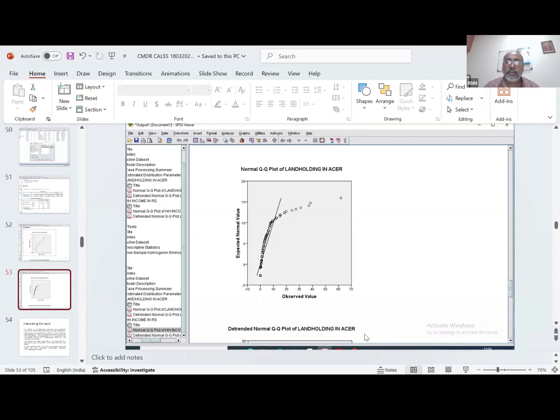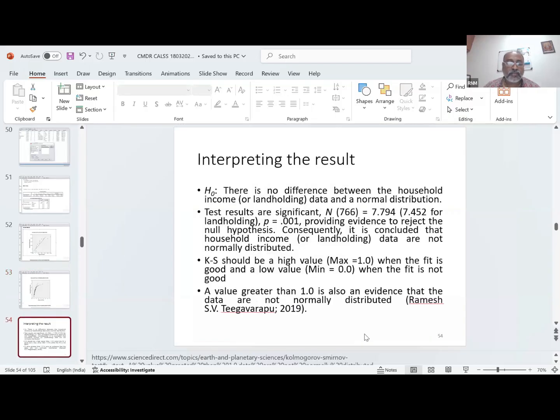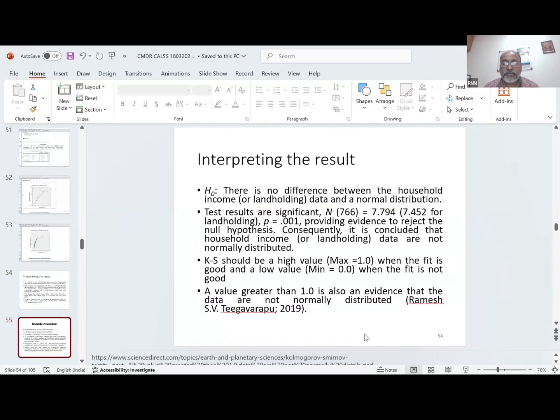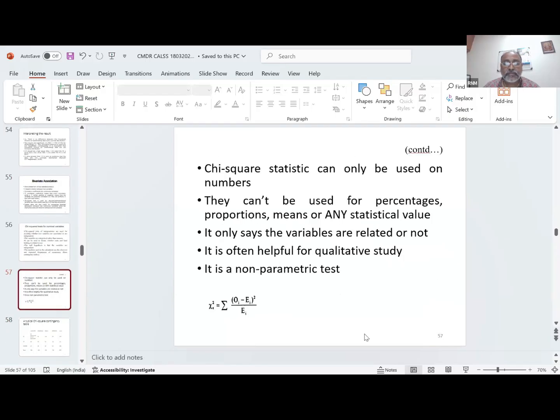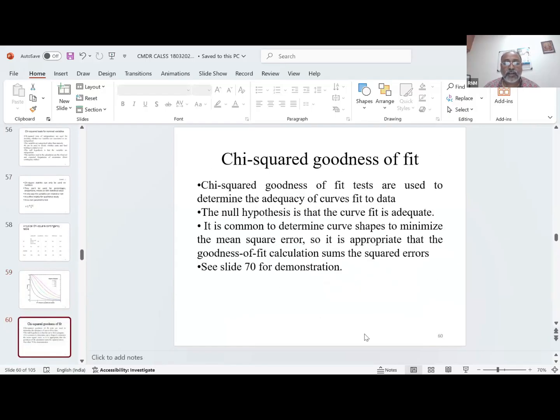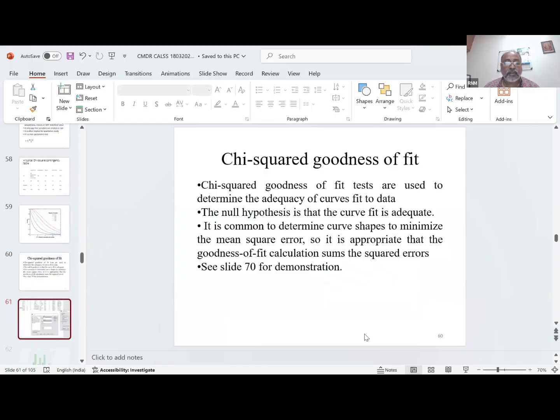It is from continuous variables only. So the histogram and QQ plot will be helpful to find out normality only from a continuous variable, not from a categorical or nominal variable. That you have to remember. Some of you, I request, also make notes, even if the PPT is there. Making notes is always helpful. Chi-square we have already talked about. Goodness of fit we have already talked about.